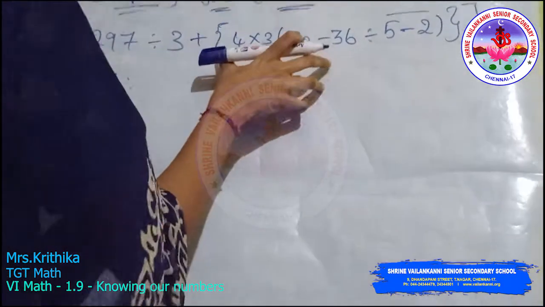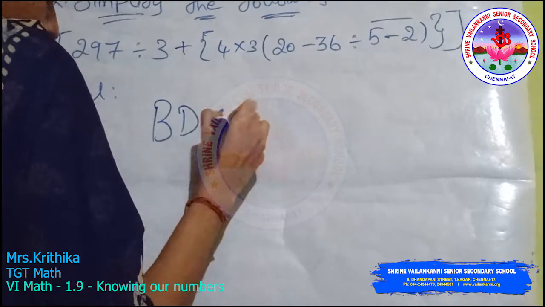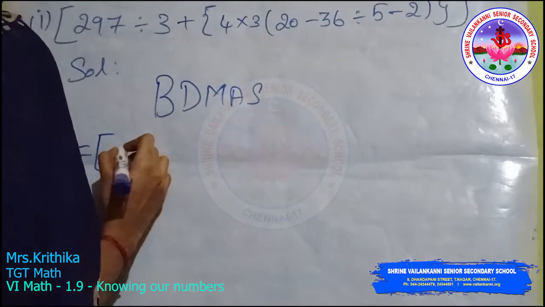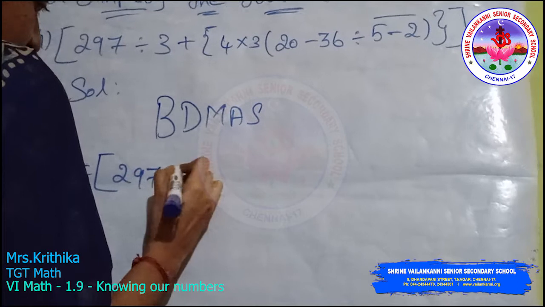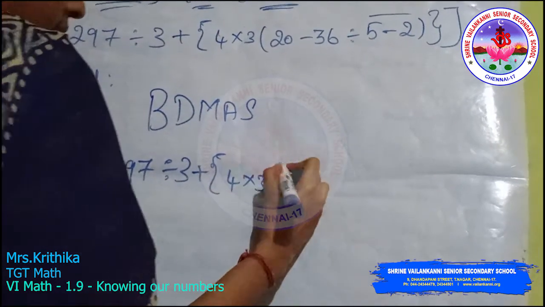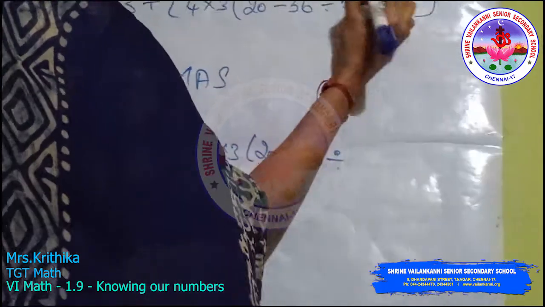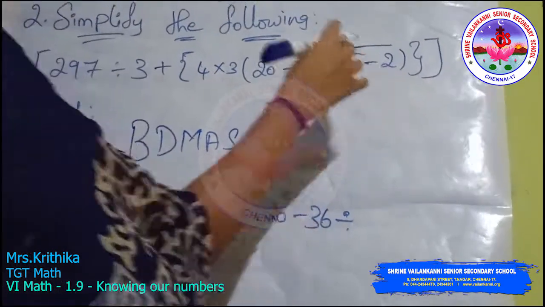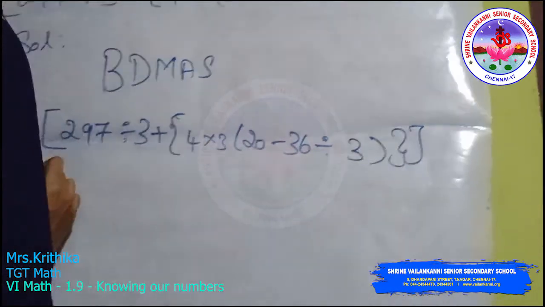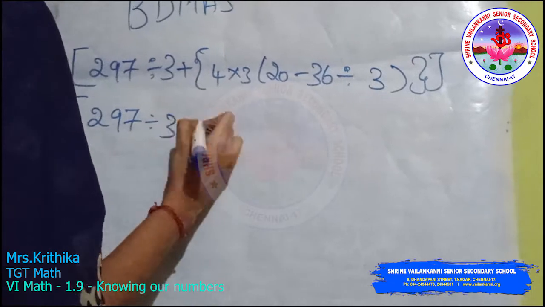Here we have brackets and a bar also, so you can use the BODMAS rule. First step, open the bracket: 297 ÷ 3 + {4 × 3 × [20 − 36 ÷ 5 − 2 bar]}. First remove the bar value: 5 minus 2, the answer is 3. Close the brackets.